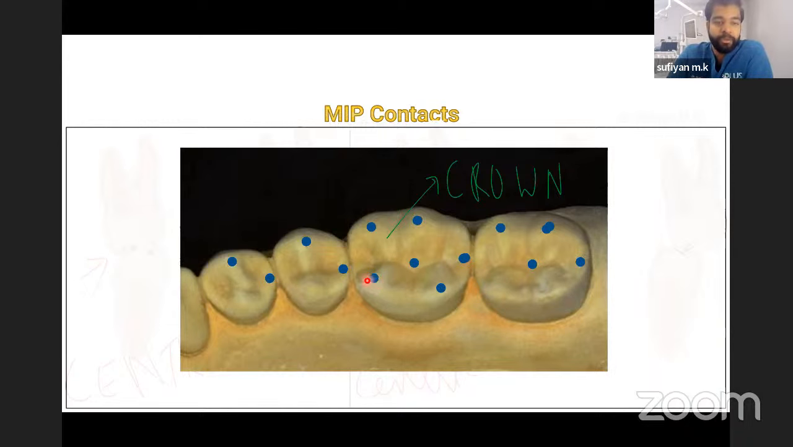So you will reduce this so that there is no touching of this cusp to the opposing arch. And how do you reduce these? As I said before, you will check with the 2 articulating papers, and each articulating paper marking you will be reducing, as I said before. Got it? That is in the static occlusion. Okay, these are the points you will reduce.